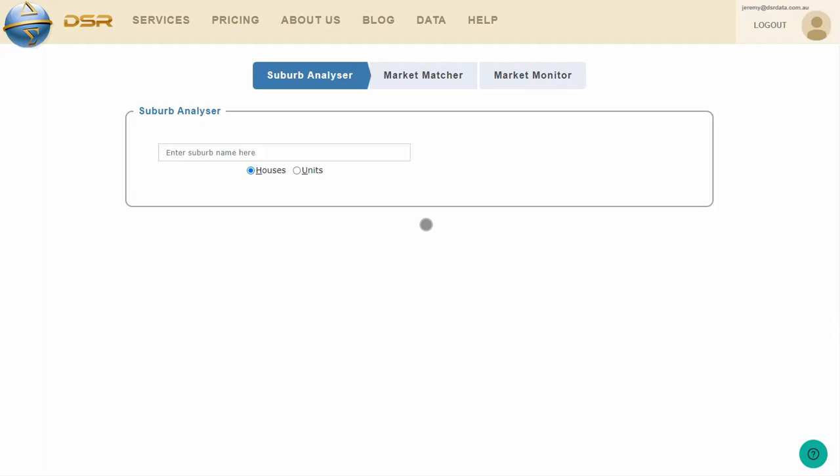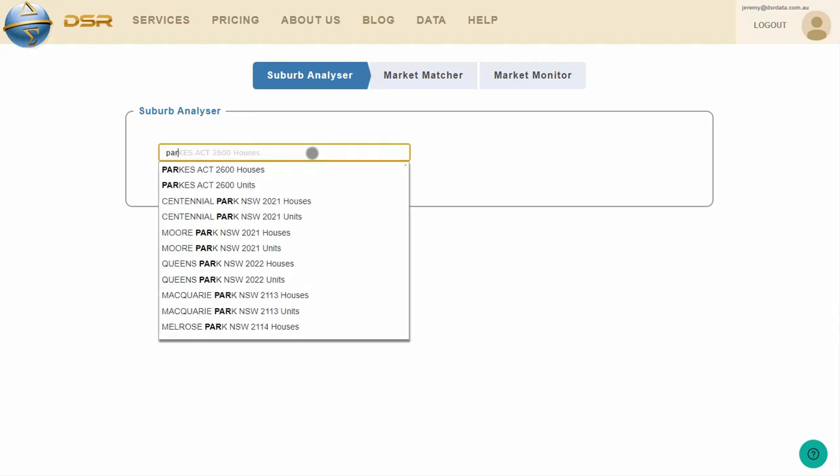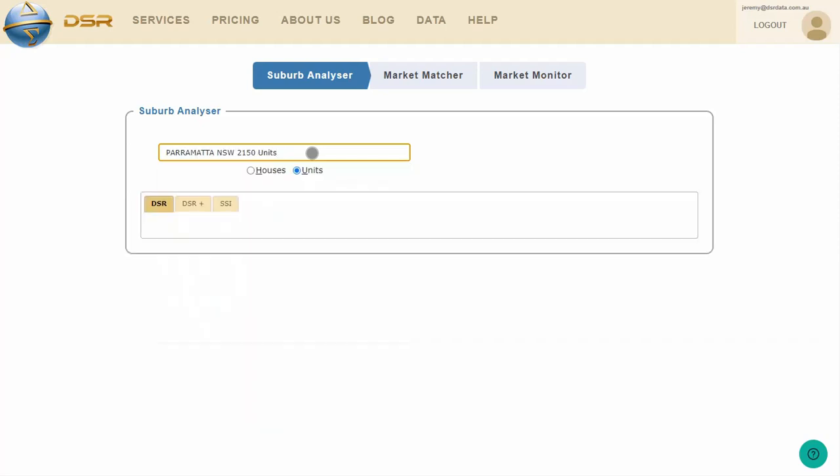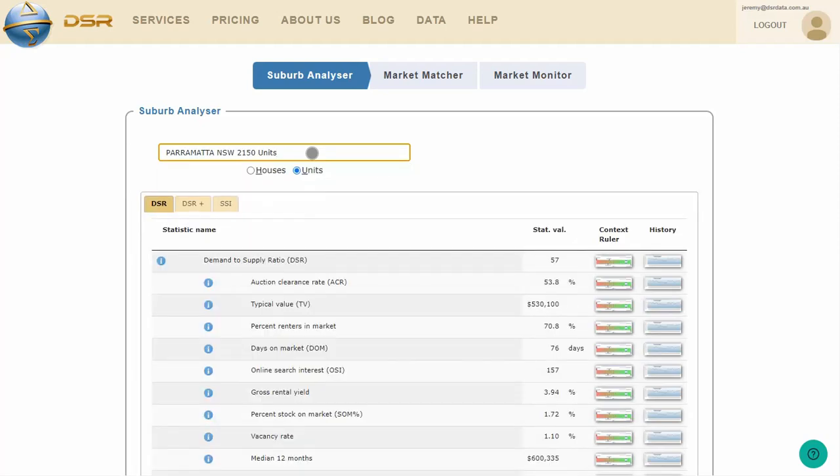After logging in, you'll see the Suburb Analyzer page, and you need to select a property market to see its charts. I'm going to look at a few charts for Parramatta units. It's in Sydney's West. The link to historical charts will appear to the right of all the metrics for the suburb. Pick the historical chart for the statistic you'd like to view.